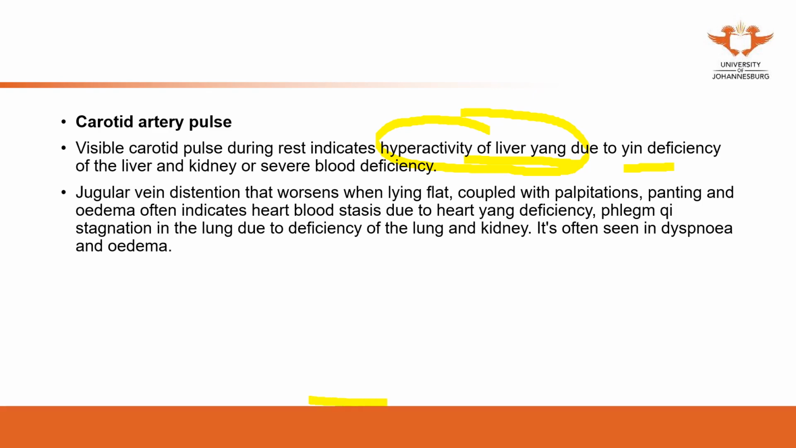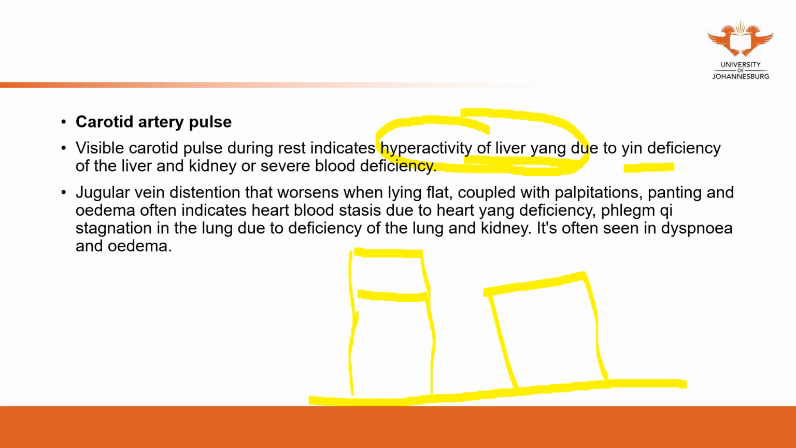Here again, we go back to the basic theories. The balance of yin and yang. Right? One's yin, one's yang. Hyperactive yang means the excess yang, but that's due to yin deficiency. So this is not an absolute excess of yang, but more like a relative excess. Compared with the yin, the yang has extra yang. So that's hyperactive fire or hyperactive yang of the liver, especially hyperactive liver yang.